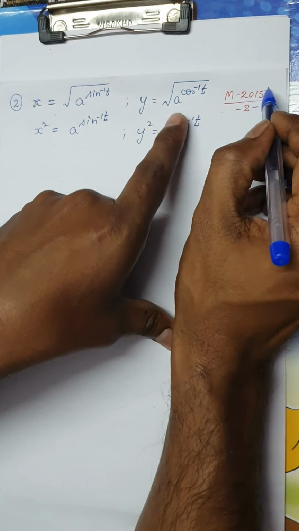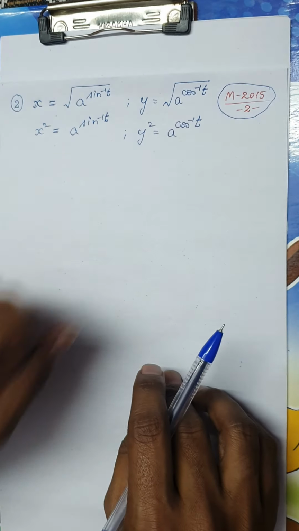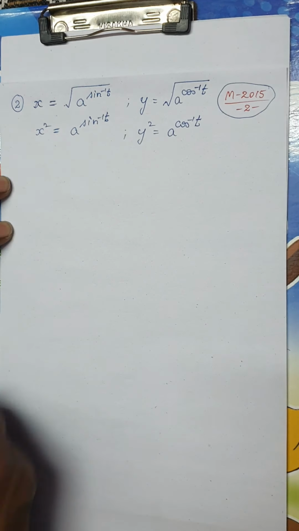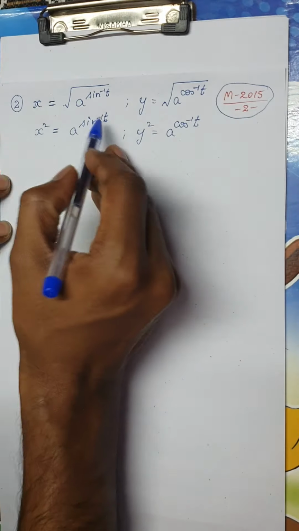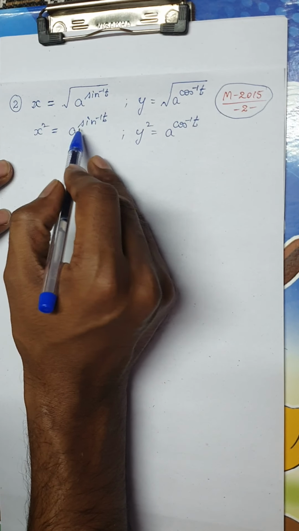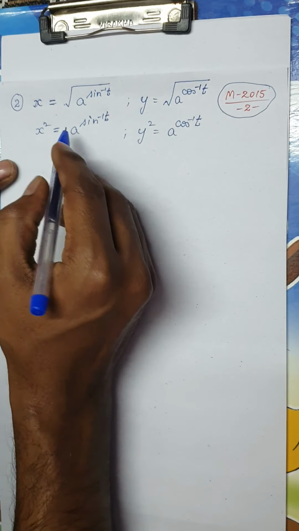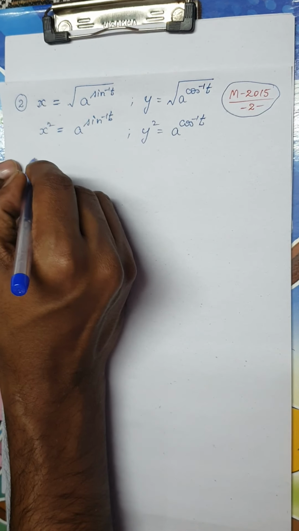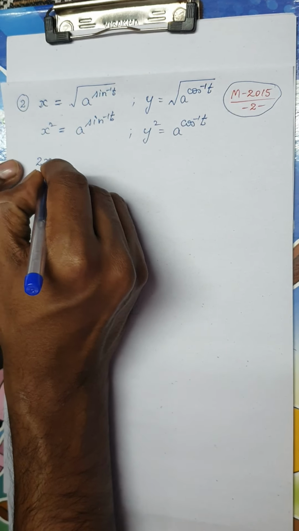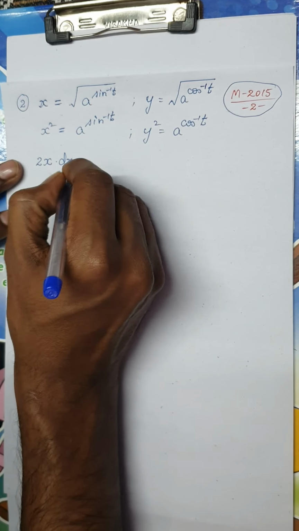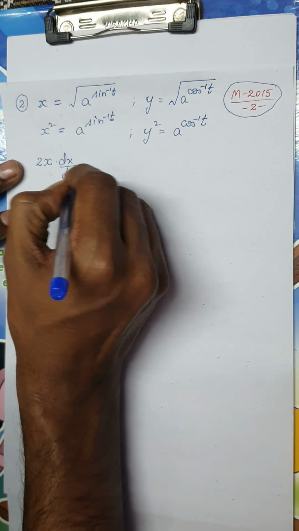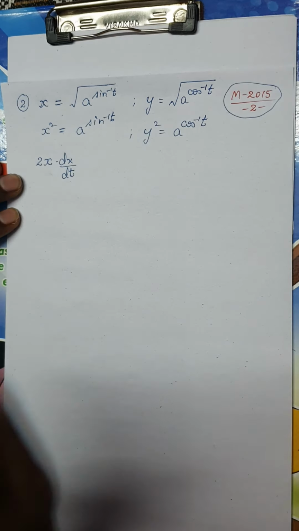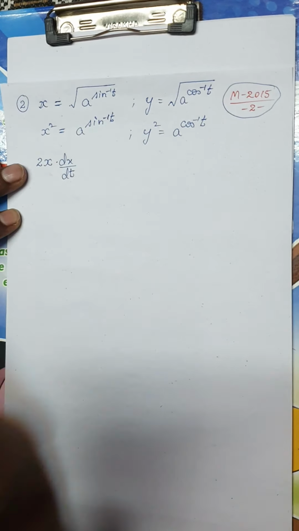Remember, this question was asked in March 2015 for a 2 marks question. It's quite a lengthy question, but no other option. Now, if you differentiate x square is equal to a power sin inverse t with respect to t, remember, the derivative of x square will be 2x into dx by dt, because you are differentiating with respect to t, not with respect to x. This is parametric differentiation.